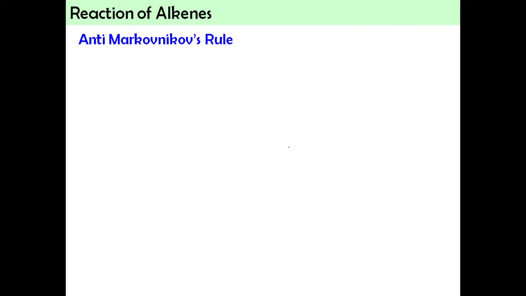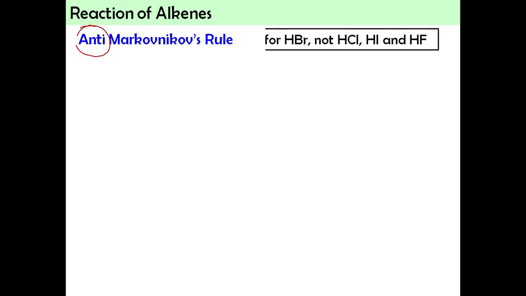Anti-Markovnikov rule. Okay, so kalau ada anti dekat depan ni, bermaksud kita akan lawan, opposite of the Markovnikov rule. So, anti-Markovnikov rule bukan semua reactions boleh. Only one reaction sahaja yang akan follow anti-Markovnikov rule. Okay, reaction yang adalah HBr. So, only for hydrogen bromide. HCl tidak, HI tidak, HF tidak.